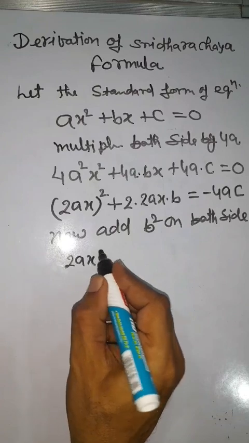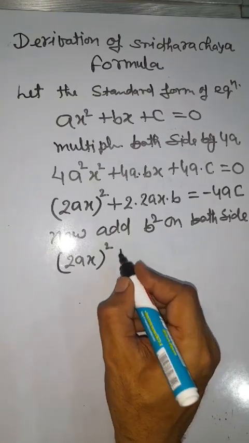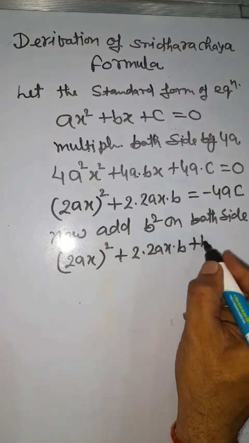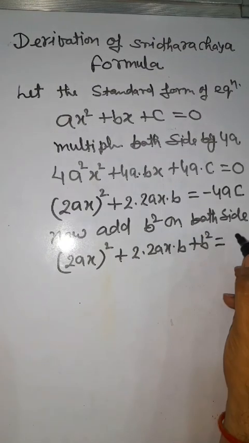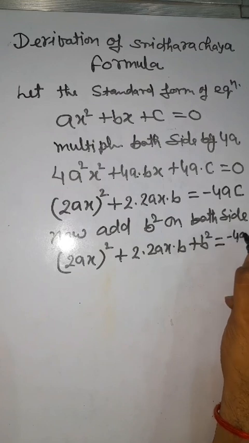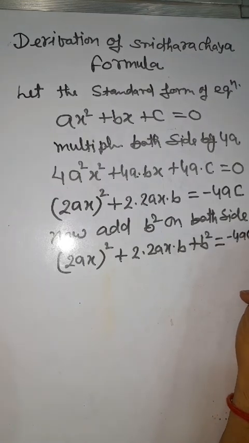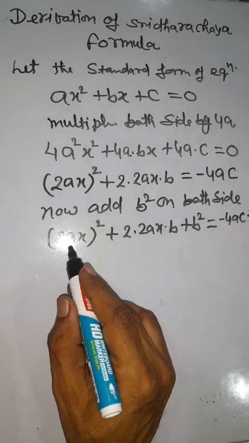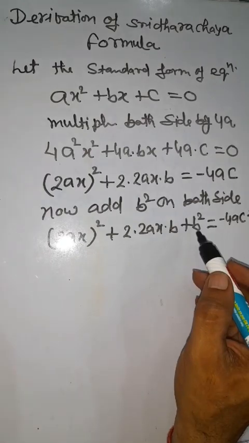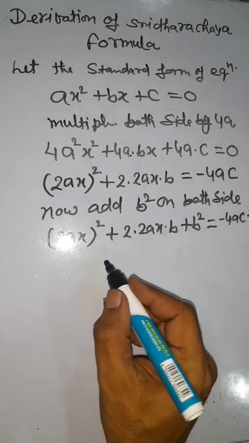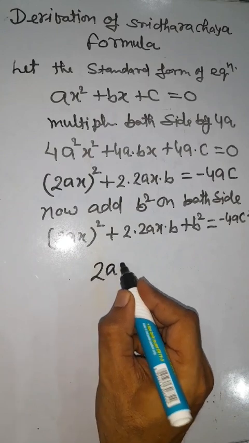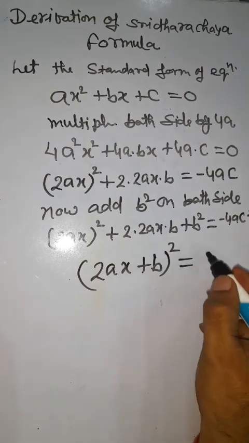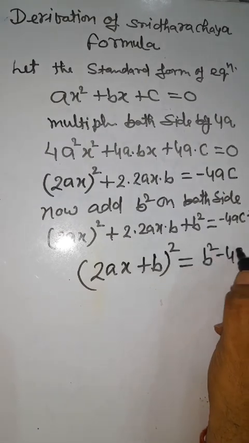Then (2ax) whole square plus 2 into 2ax into b plus b square equal to minus 4ac plus b square. Then (2ax) whole square plus b square plus 2 into 2ax into b is the twice ax plus b whole square. Therefore b square minus 4ac.